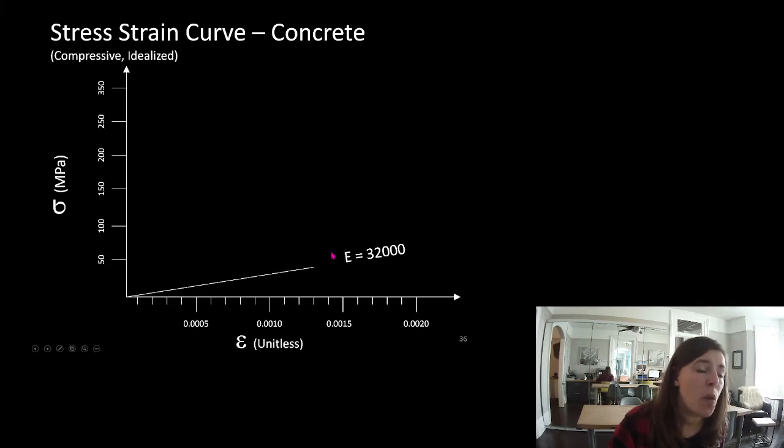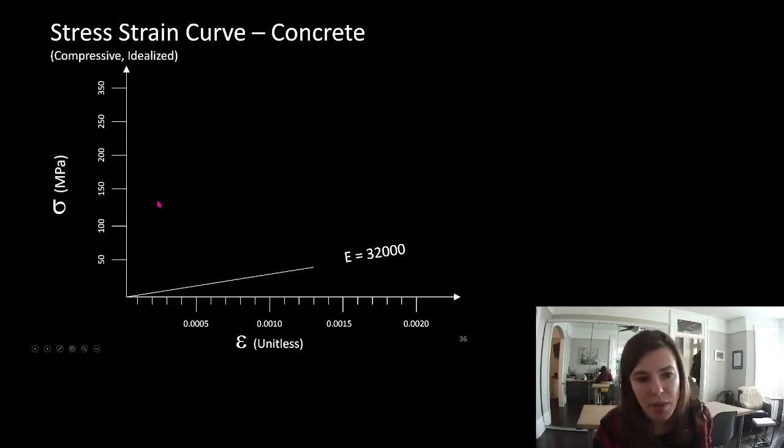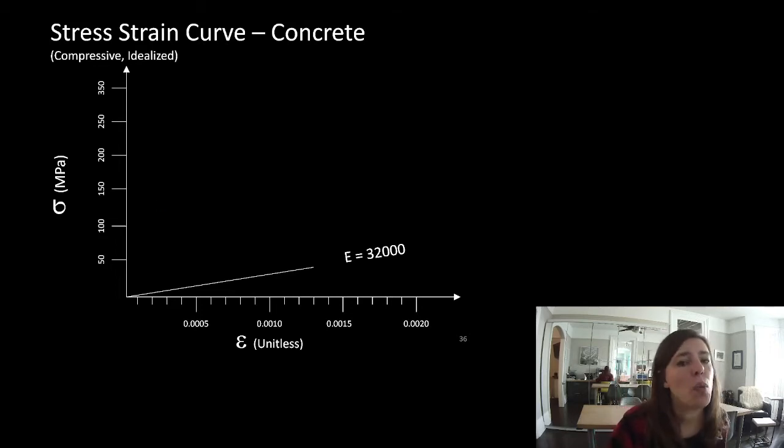The E for concrete is widely varied, and it depends on what the makeup of the concrete is. Engineers have relationships for calculating E in relationship to the compressive resistance because it's all dependent on the mix. We're not going to worry about that too much. I'll usually give you what E is for a particular concrete.